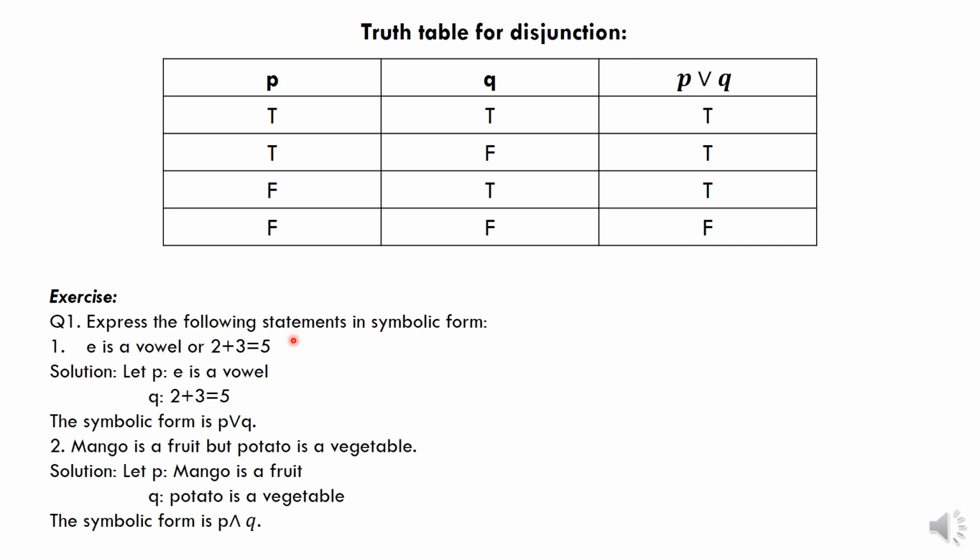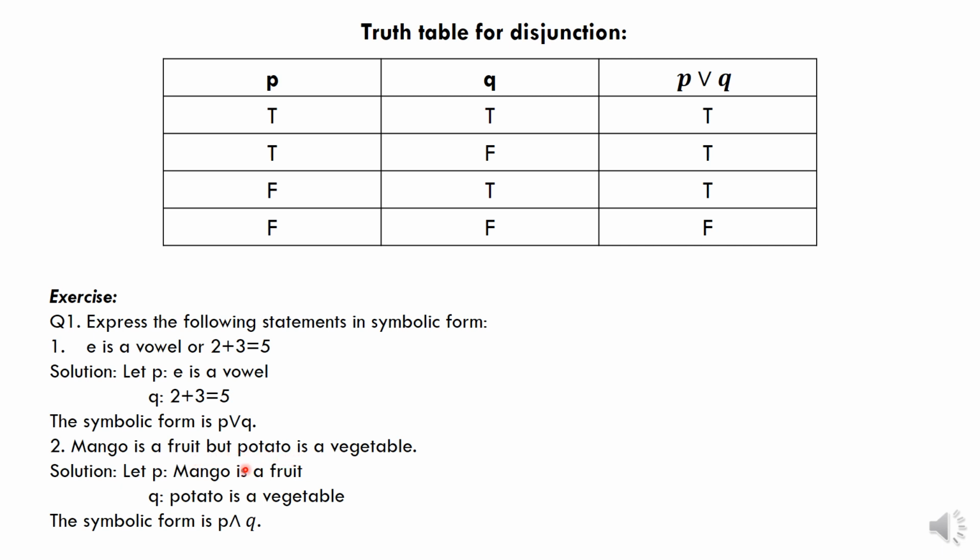Now let us see the exercise and see what problems are given on these concepts. The first question, express the following statements in symbolic form. These are questions which come for maximum 2 marks in the exam time. First question, E is a vowel or 2 plus 3 is equal to 5. Now how to express this in symbolic form? It can be done if we write let P, E is a vowel and Q, 2 plus 3 is equal to 5. So the symbolic form is P or Q, as the word or comes in the question.